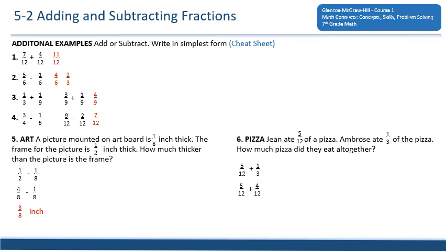So we have 5/12, which is the original fraction. Then we need an equivalent fraction for 1/3 that has 12 in the denominator. So we multiply 3 times 4 to get 12. So we have to multiply the numerator times 4 to get 4/12. And if we add 5 and 4, we get 9/12. And we can simplify that by dividing the numerator and denominator by 3, and we get 3/4. So Jean and Ambrose ate 3/4 of the pizza.